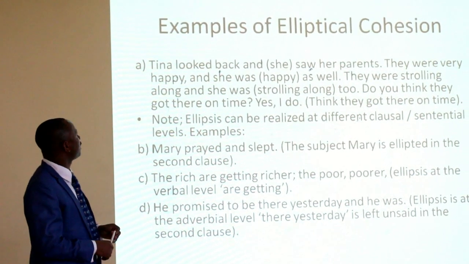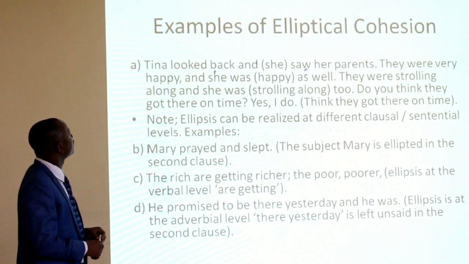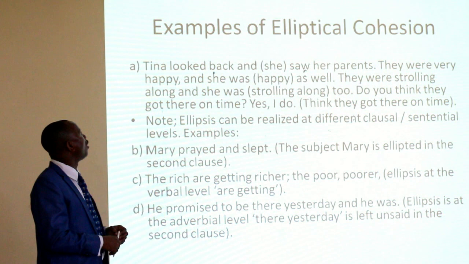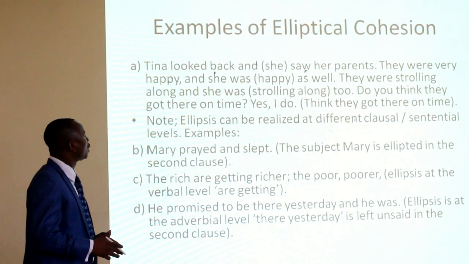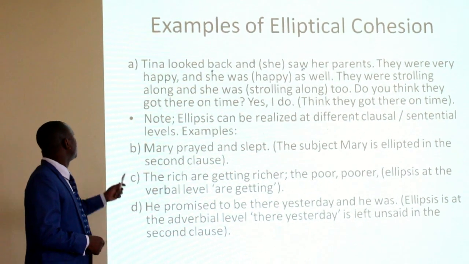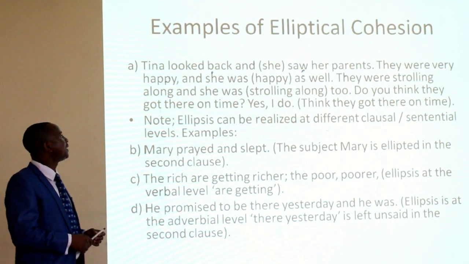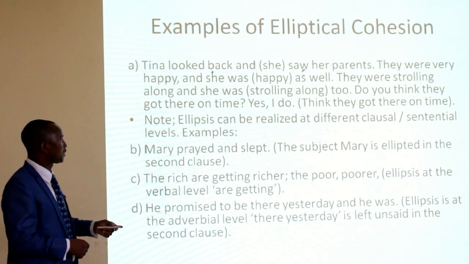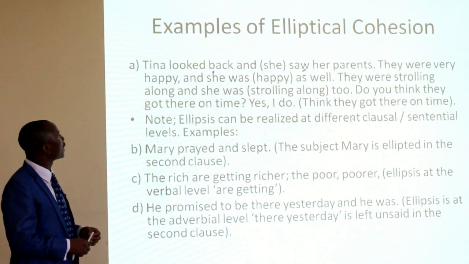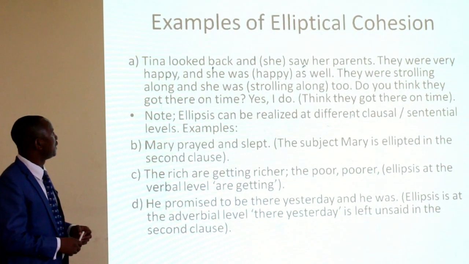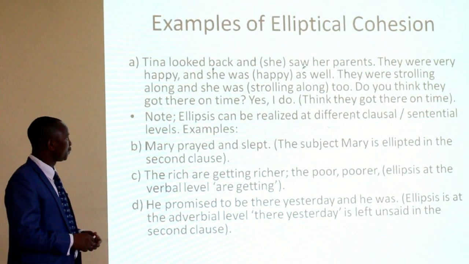When going through these examples, consider the words that are in brackets so as to understand the concept of ellipsis, or elliptical cohesion. The first example: Tina looked back and she saw her parents. They were very happy and she was happy as well. They were strolling along and she was strolling along too.